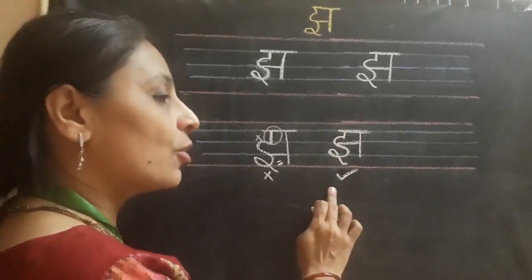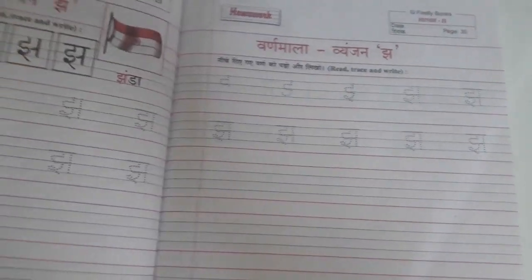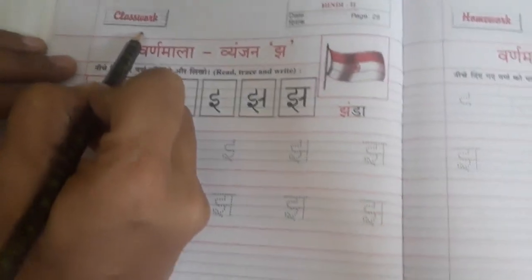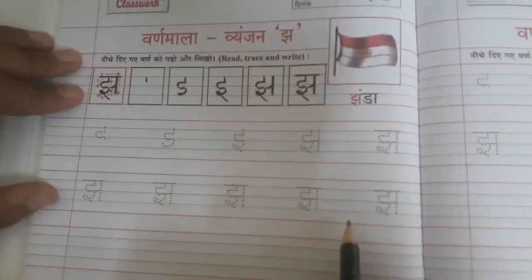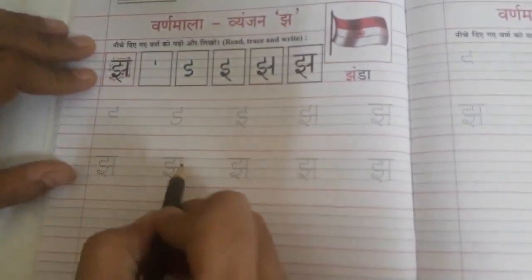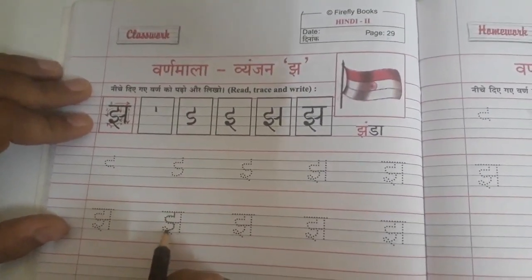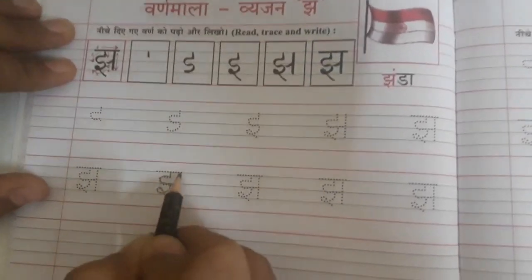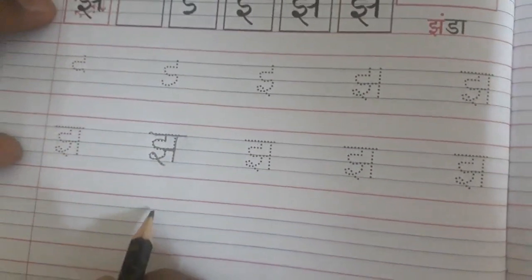Now we will see in our notebook. Children, open your skill book Hindi. Yes, now open page number 29 and 30. Now here you are going to write the date. And as I have shown you in earlier videos also, first you are going to trace the letters and then you are going to write independently. So I will show you one letter: small standing line, then I am going to make S and then go up, make a loop. Slipping line from the stomach, standing line and slipping line overhead. This way we are going to write J.